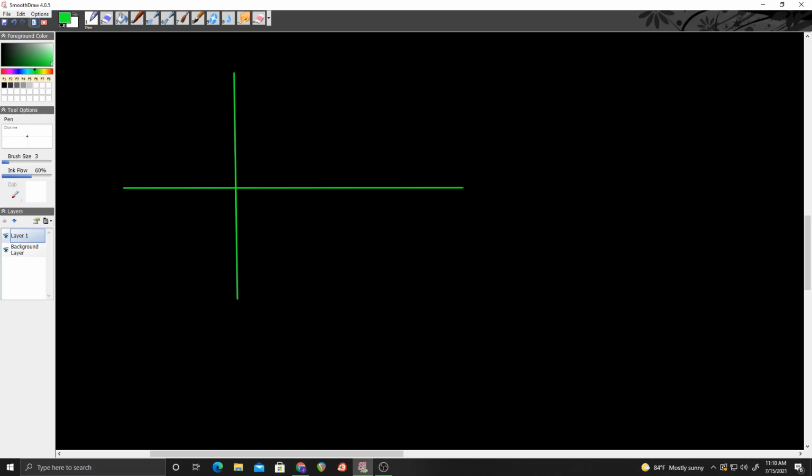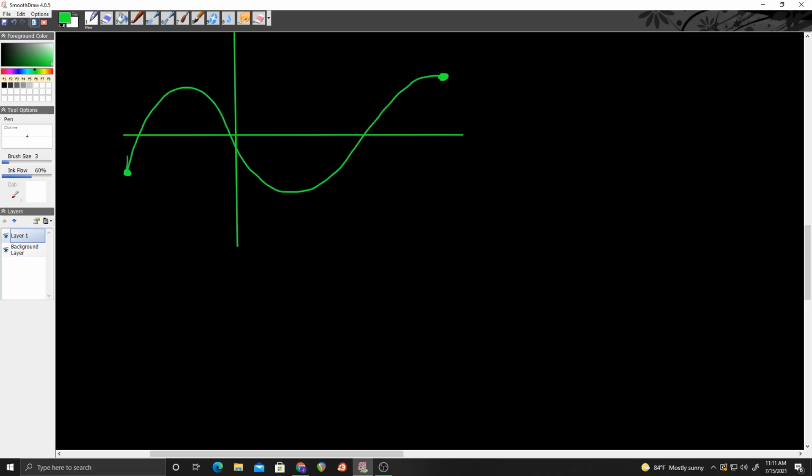Okay, so let's just look at this situation here. Something like this. Looks like a trig function, and it basically is. Let's stop it here. Okay. Now, let's say this is the function f of x.